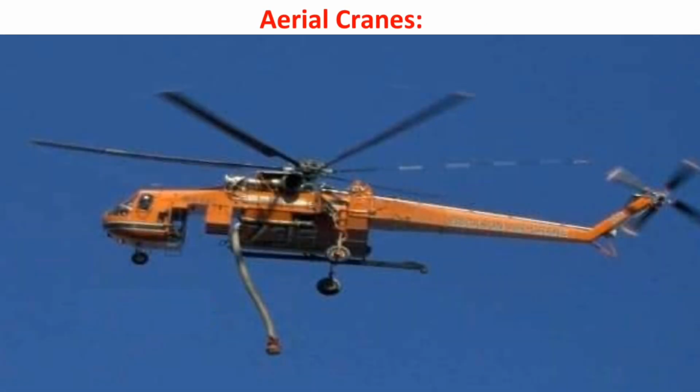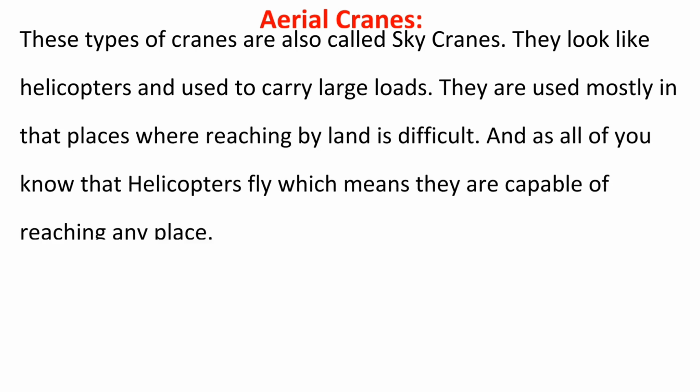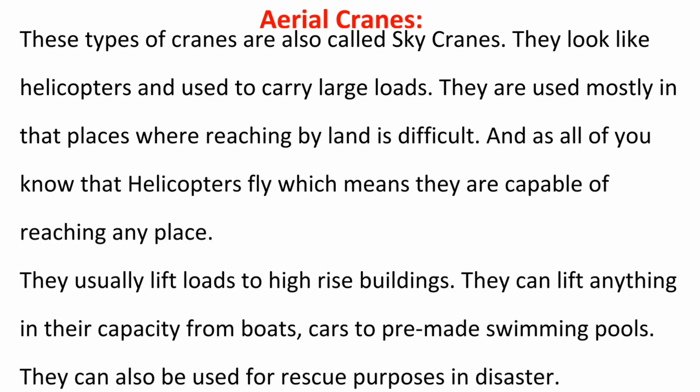Aerial cranes. These types of cranes are also called sky cranes. They look like helicopters and used to carry large loads. They are used mostly in places where reaching by land is difficult. And as all of you know that helicopters fly, which means they are capable of reaching any place. They usually lift loads to high-rise buildings. They can lift anything in their capacity from boats, cars to pre-made swimming pools. They can also be used for rescue purposes in disaster.